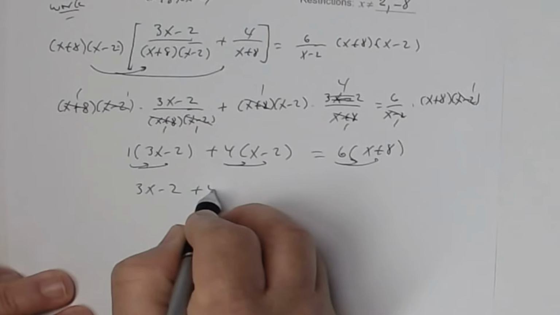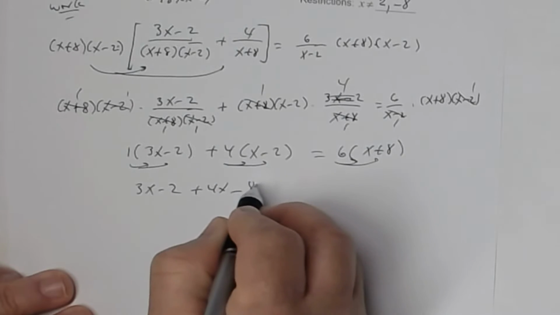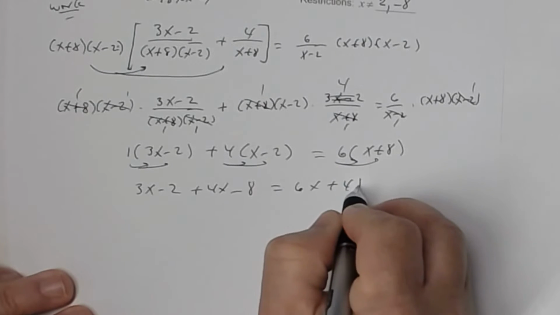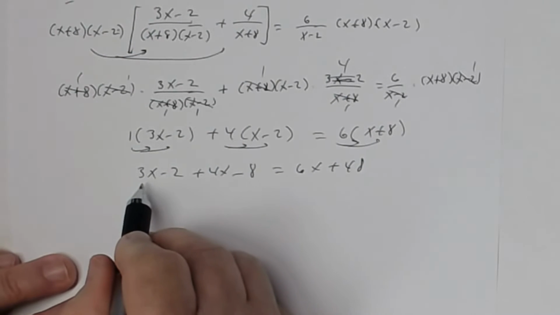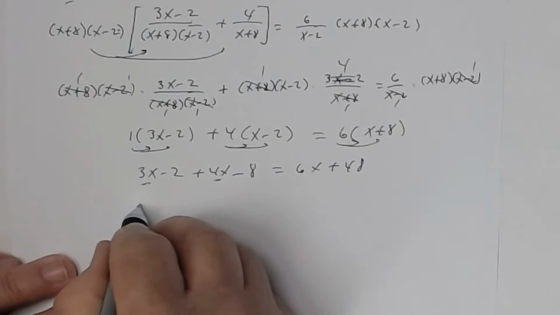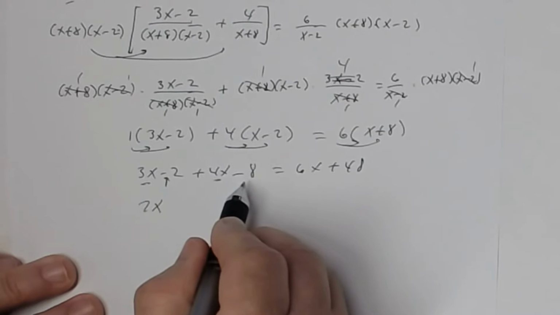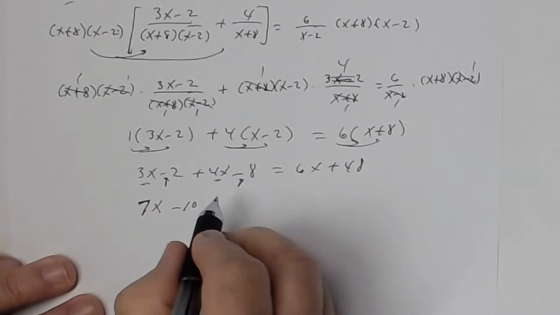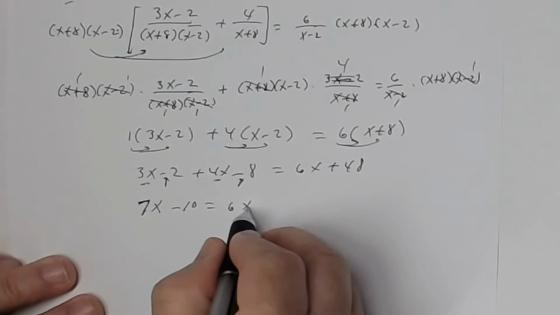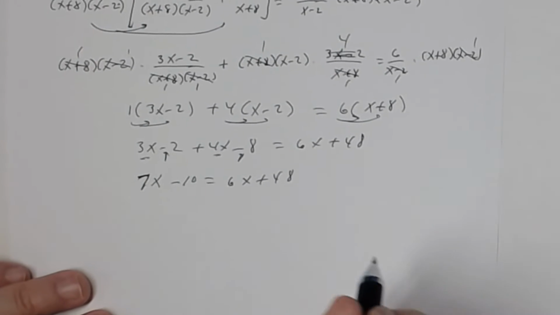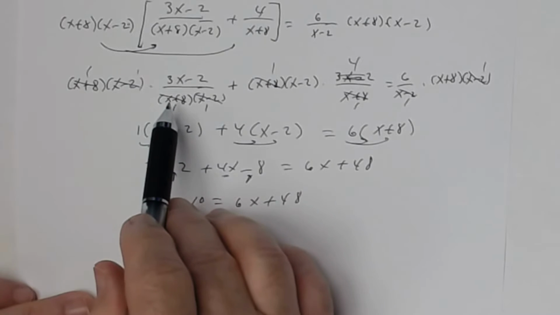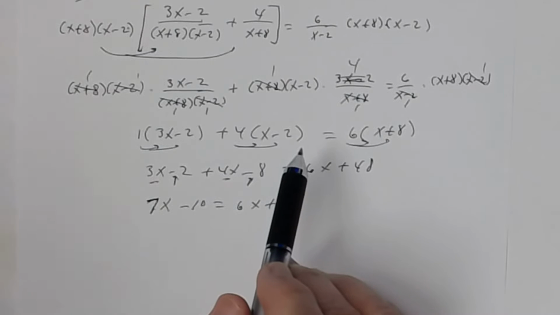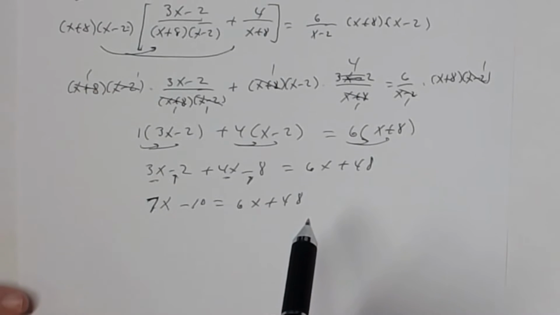Over here, I'm going to distribute a positive 4. 4 times x is 4x. 4 times a negative 2 is a negative 8, equal 6 times x is 6x, and then 6 times 8 is 48. Combine like terms, 3x plus 4x is 7x, a negative 2 and a negative 8 is a negative 10. That's a 7x here, negative 10. Equal, and then 6x plus 48. All right, so now notice when I went from this part to this, I no longer have any fractions, so it makes things a lot easier for us to deal with.